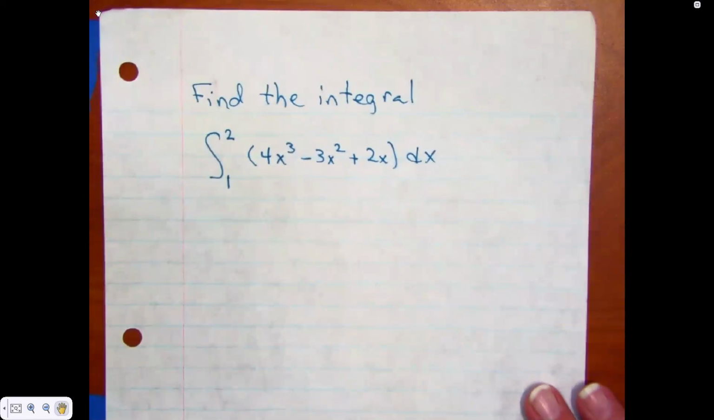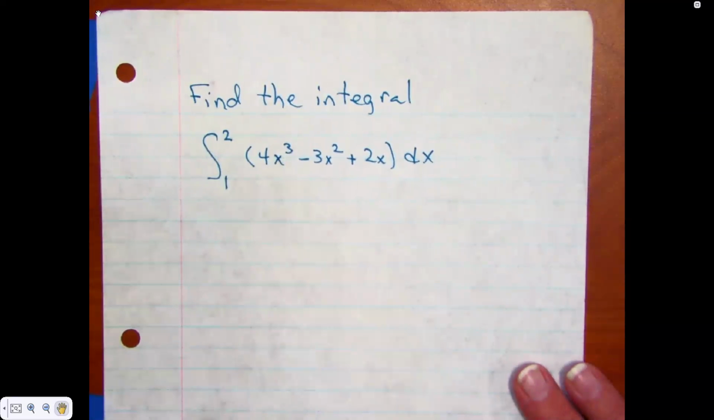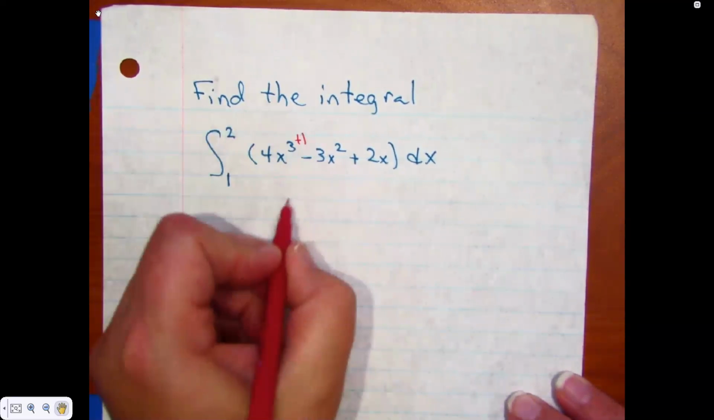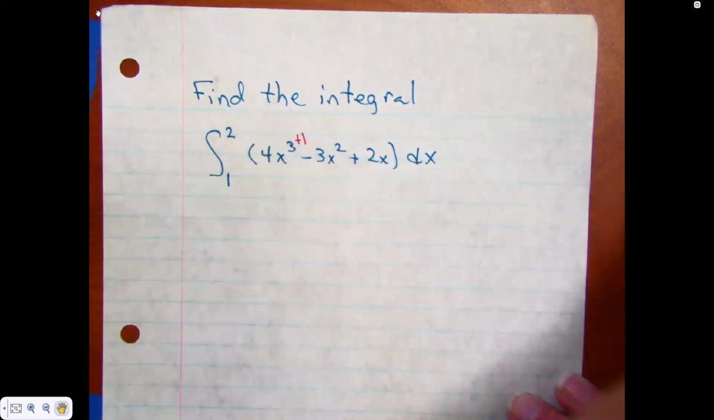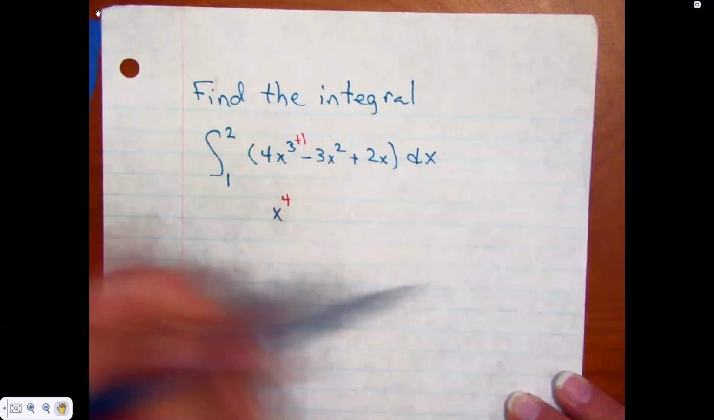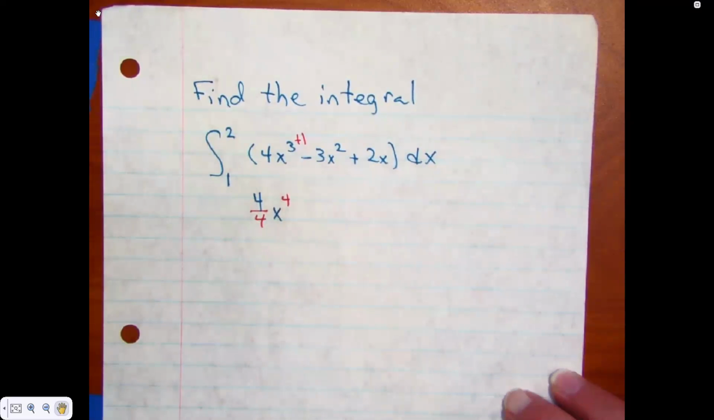So the first thing, what are we going to find every time? We have to find the antiderivative. Okay, so what is that? Add 1, divide by the new. Add 1, divide by the new. So we're going to add 1, which takes us to x to the 4th, and then divide by the new. So those two should match.